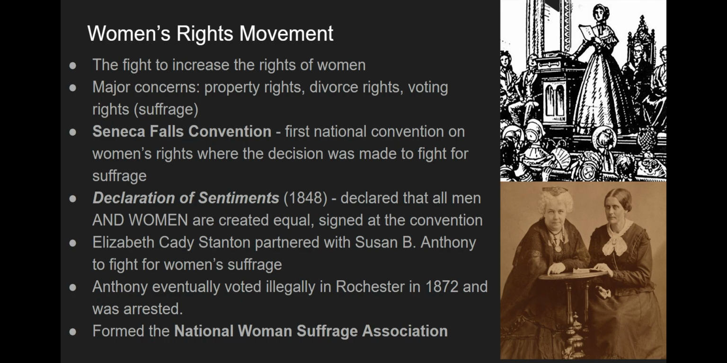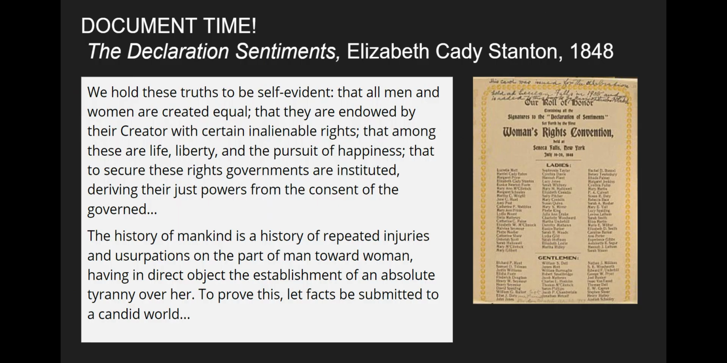Now we're going to have document time. We're going to take a look at the Declaration of Sentiments, again by Elizabeth Cady Stanton from 1848. She writes, "We hold these truths to be self-evident, that all men and women are created equal, that they are endowed by their Creator with certain inalienable rights, that among these are life, liberty, and the pursuit of happiness, that to secure these rights, governments are instituted, deriving their just powers from the consent of the governed."